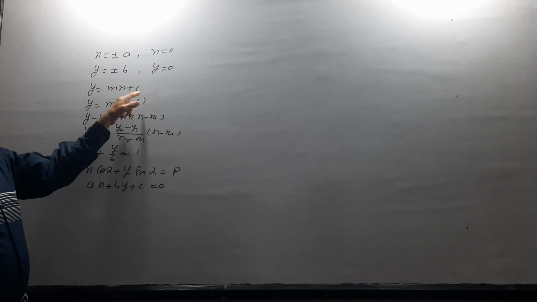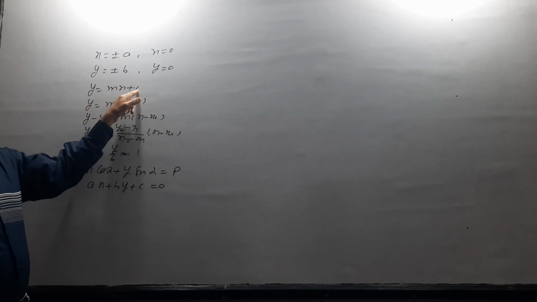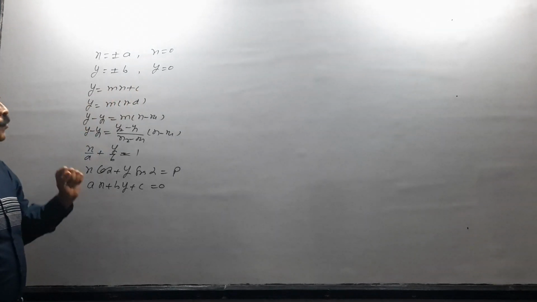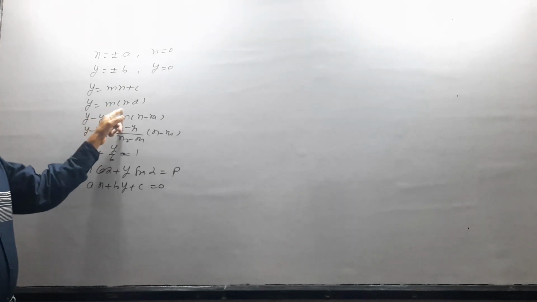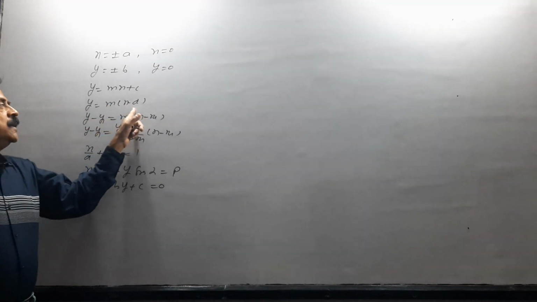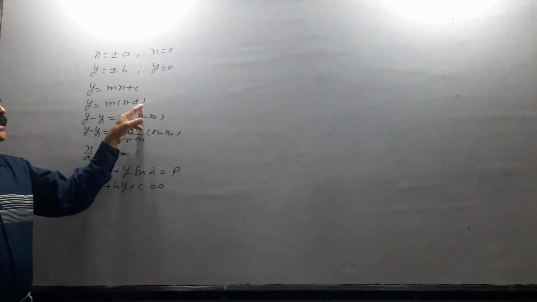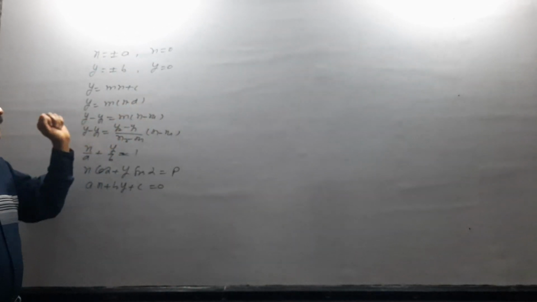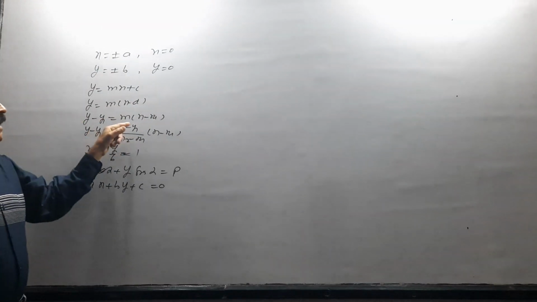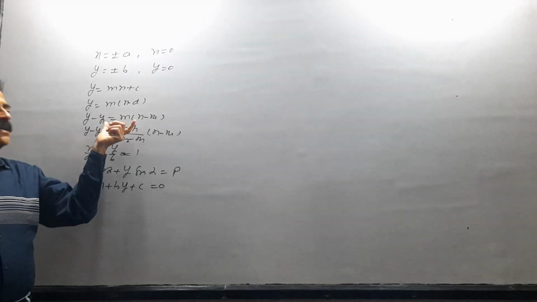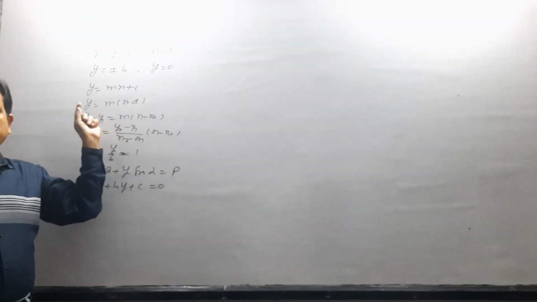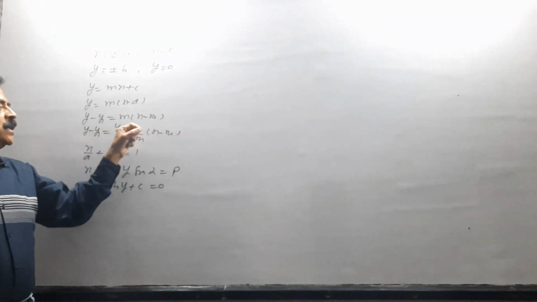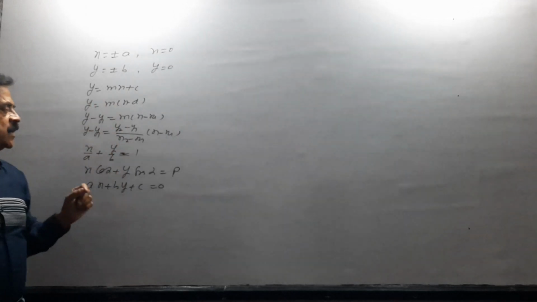y equals to mx plus c is the slope intercept form, where c is the intercept on the y-axis and m is the slope of the line. y is equal to mx minus d is another slope intercept form, where d is the x intercept and m is the slope. y minus y1 equals m into x minus x1 is the equation of a line passing through a single point whose coordinates are x1, y1 and slope is m.